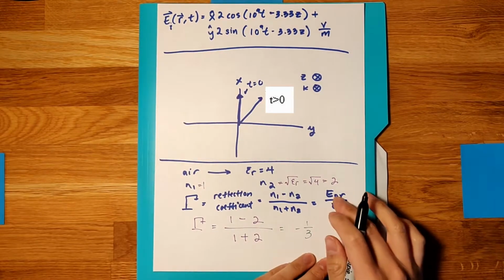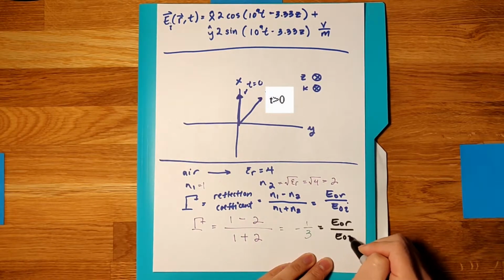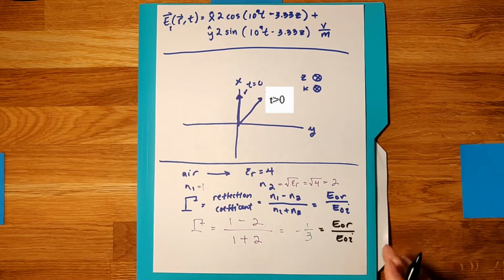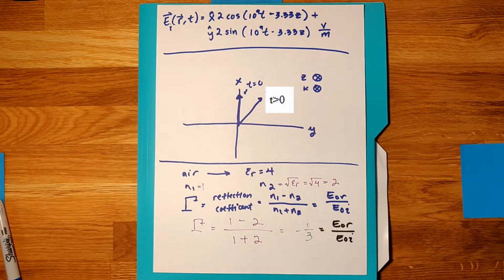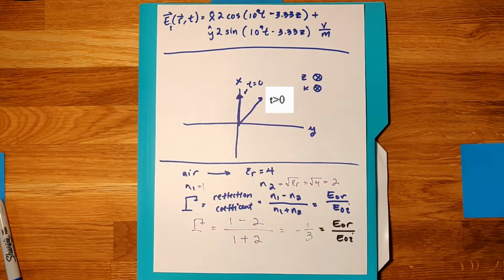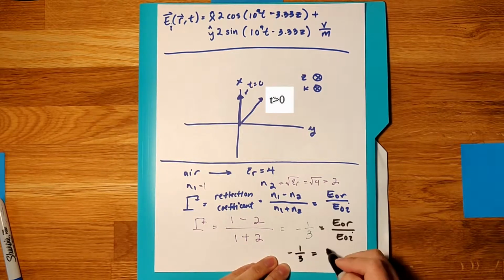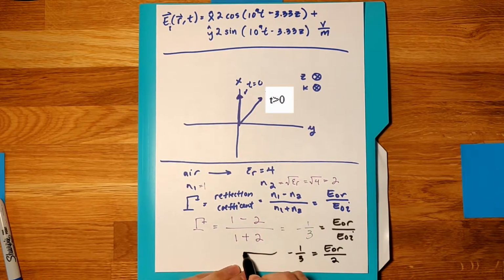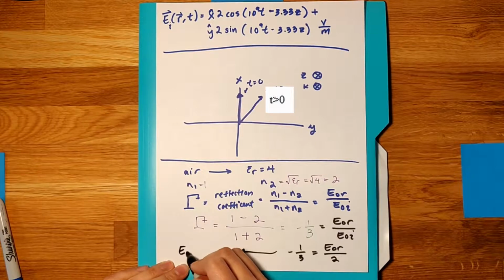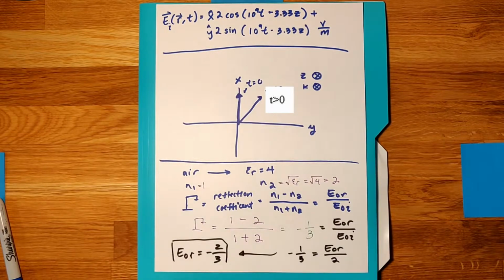And then we can just equate it with this side right here, E naught R over E naught I. And we know what E naught I is because that is a given. E naught I is simply going to be 2, which is what was given to us. So negative 1/3 would simply be equal to E naught R over 2. That means our E naught R would just be equal to negative 2/3. And this is our magnitude for the reflected.